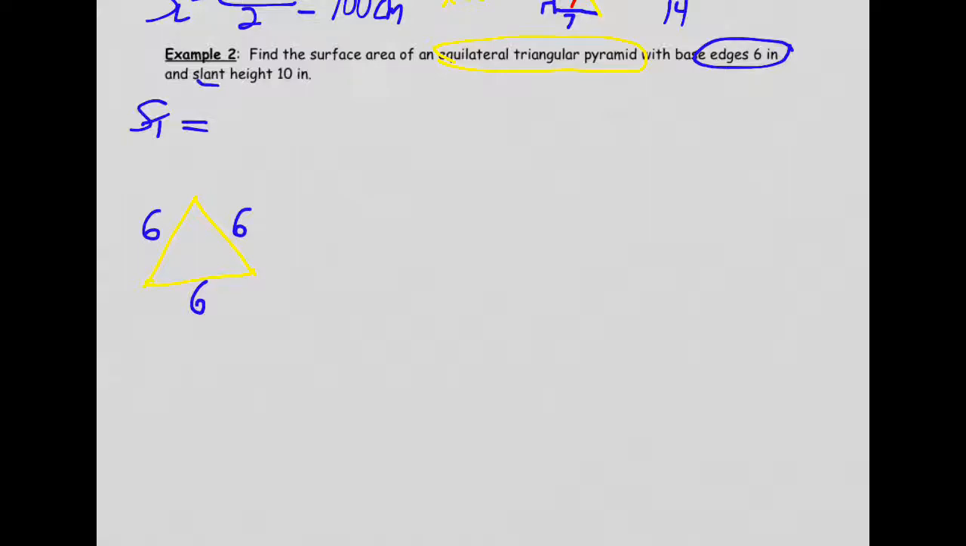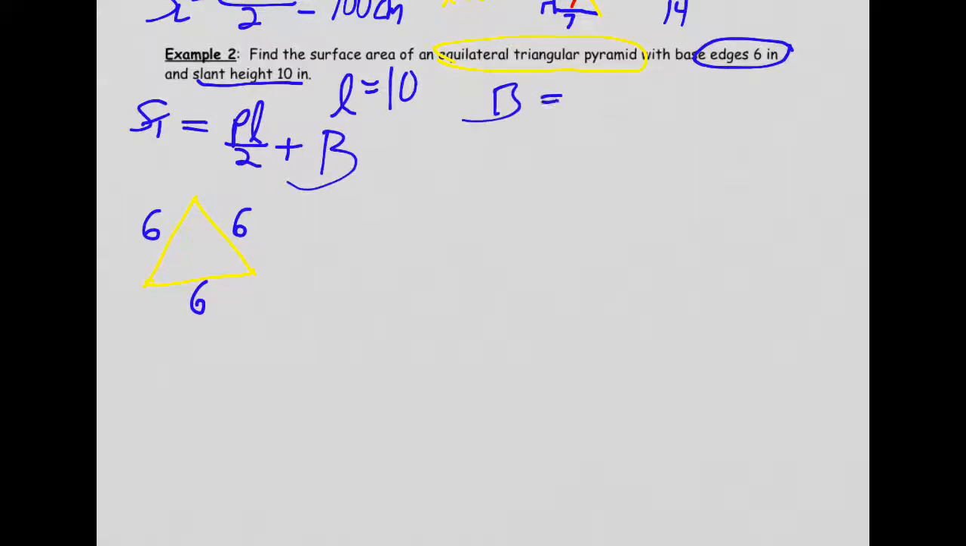Okay. Slant height. So my slant height is my L equals 10 inches. Okay. Well, remember that my ST is just my perimeter times my slant height over 2 plus big B. And what's big B? Area of the base. Well, let's take care of this guy first. Perimeter times slant height over 2.